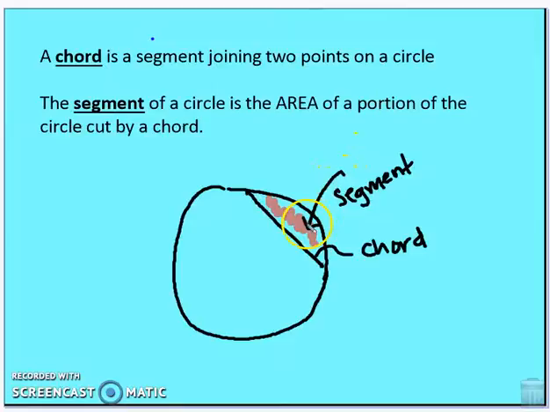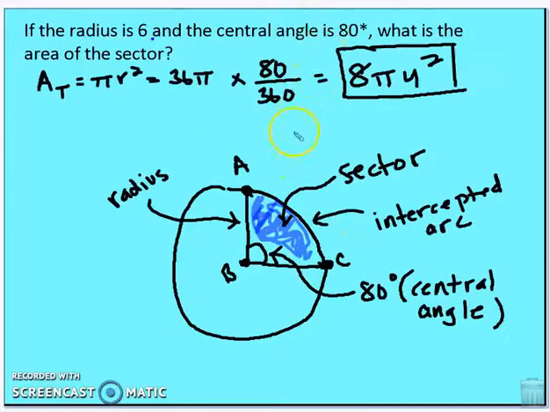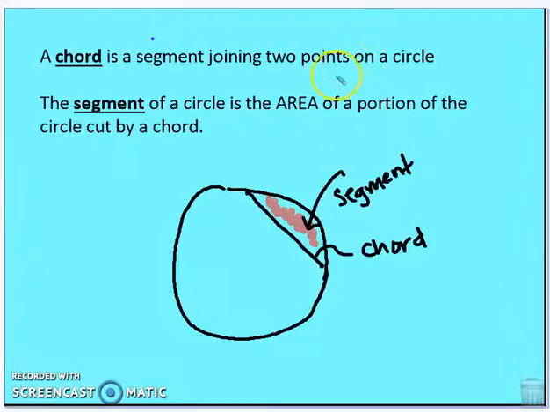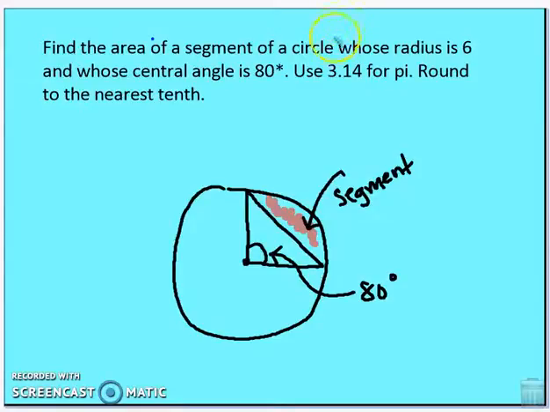Now the segment of a circle is just this area here that's defined by a chord. If I were to draw a chord from A to C, it would just be this area here that's a portion of the sector. So we're going to say the segment is a portion of the sector, and we can figure out the segment by subtracting a triangle area from the sector area. So let's go ahead and do that.